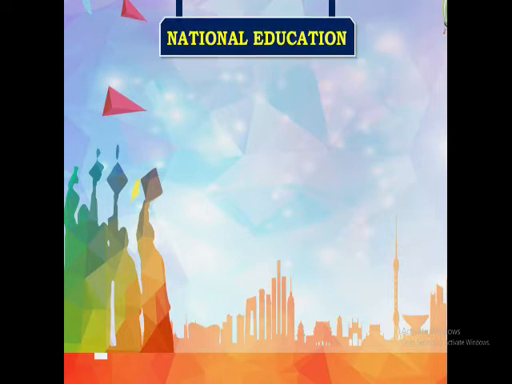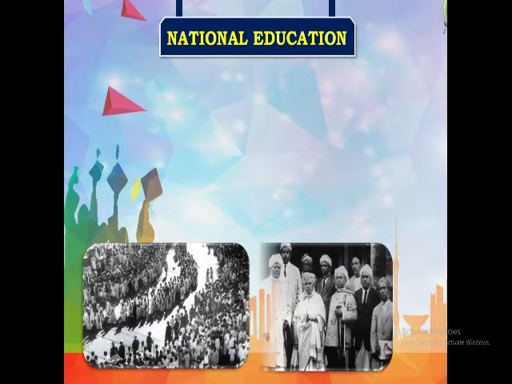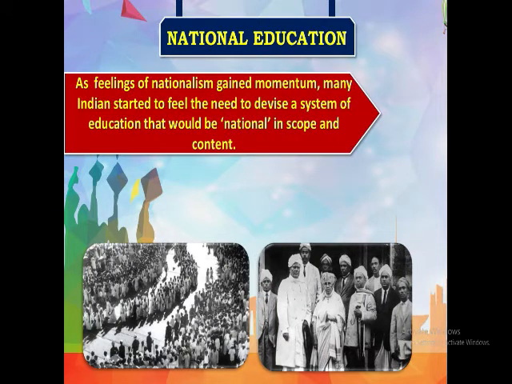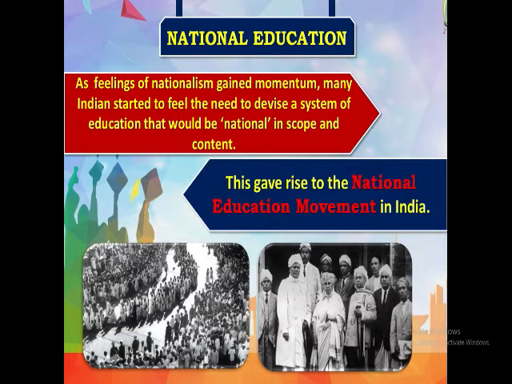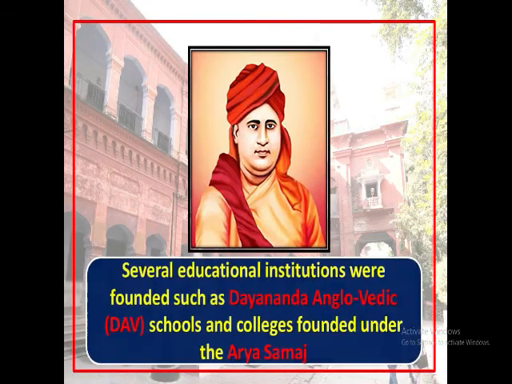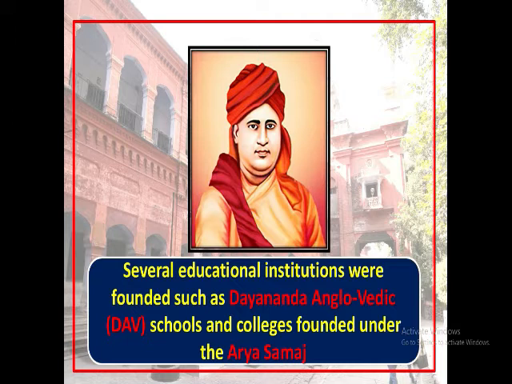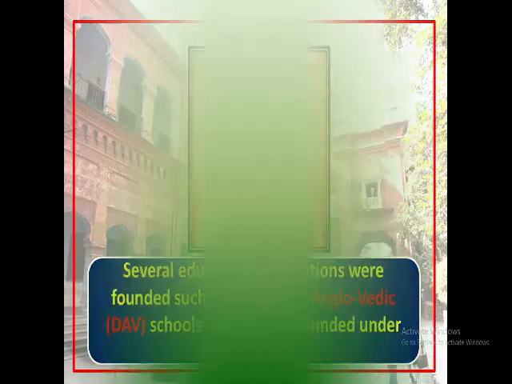First, we start with national education. As feelings of nationalism gained momentum, many Indians started to feel the need to devise a system of education that would be national in scope and content. So this gave rise to the national education movement in India. Next, several educational institutions were founded, such as the Dayananda Anglo-Vedic, that means they are called the DAV schools, and colleges founded under the Arya Samaj.